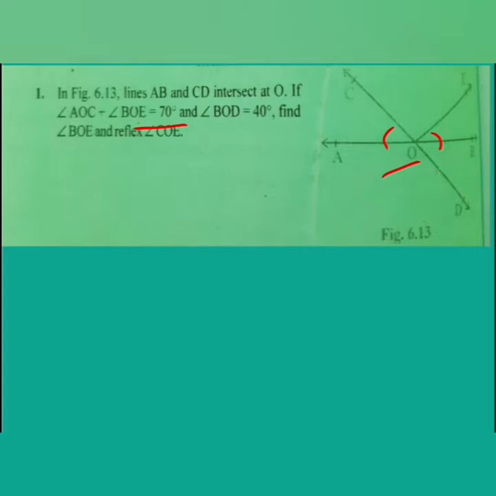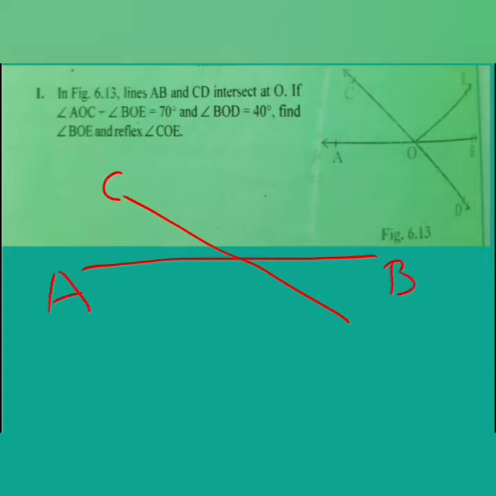So as you can see in the figure, there are two straight lines, AB line and CD line, like this. This is our AB line and this is our CD line. So this is the intersecting point O. From this O, one more ray you have here, which is OE ray. So just draw an arrow mark here.